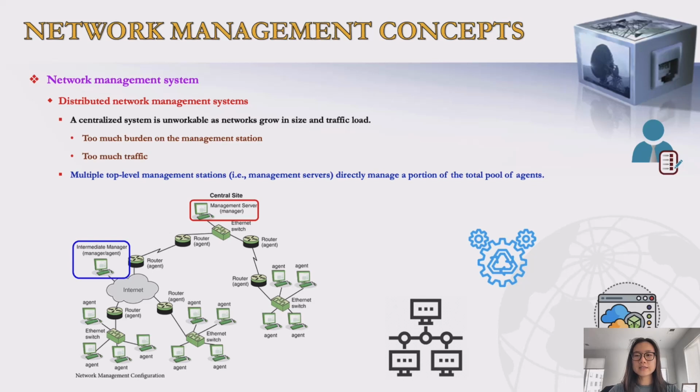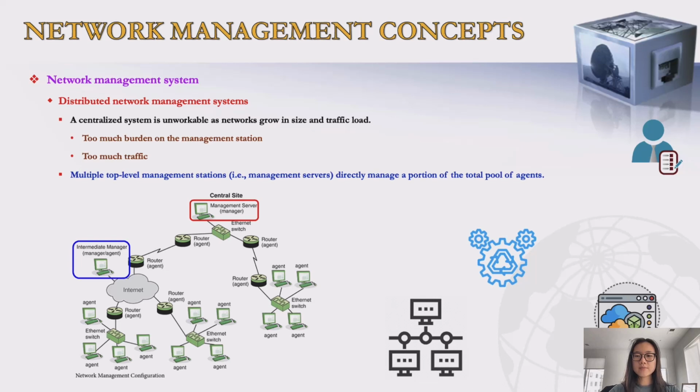In a decentralized network management system, there can be multiple top-level management stations, which are referred to as management servers. As shown in this figure, each management server directly manages a portion of the total pool of agents. However, for many of the agents, the management server delegates responsibility to an intermediate manager.